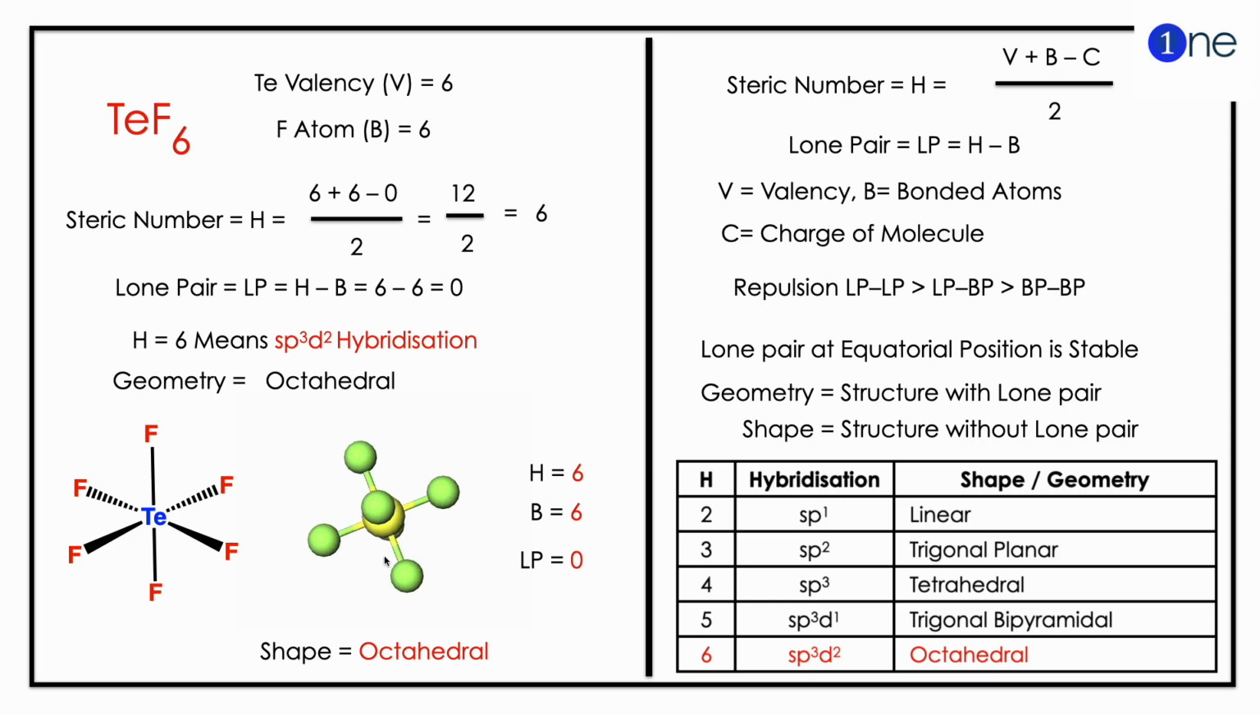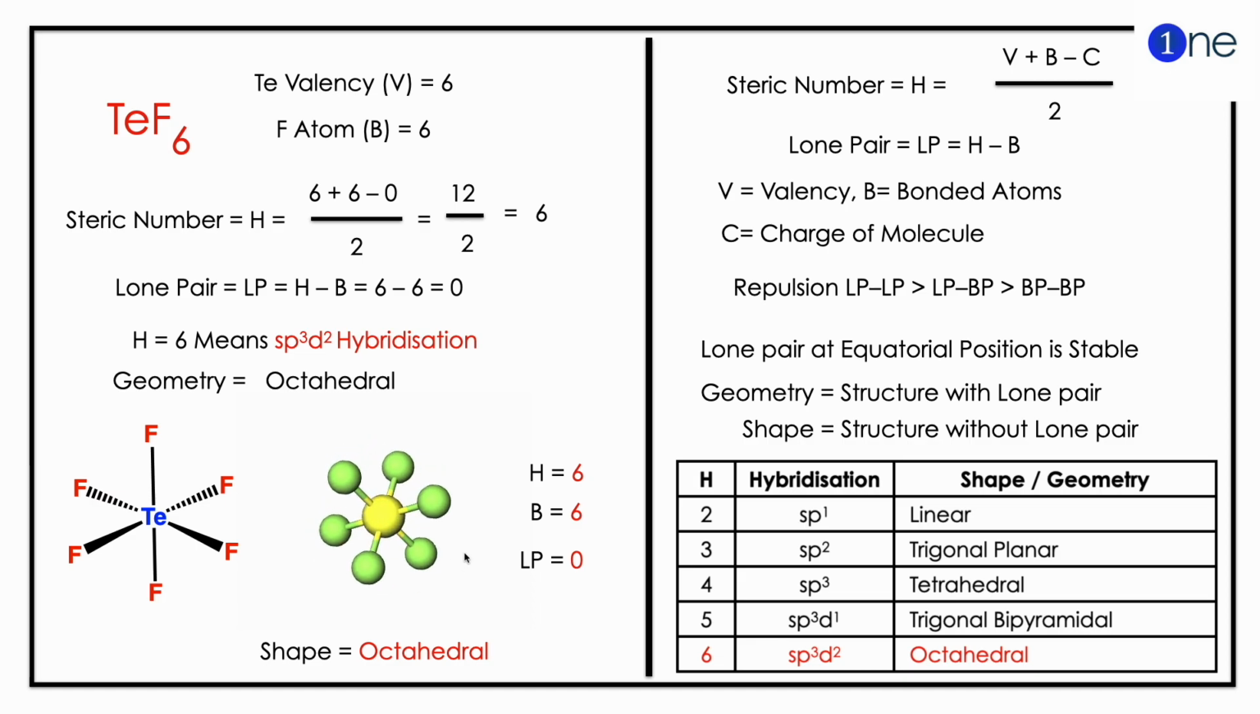H equals 6, and lone pair will be calculated from H minus B. So the lone pair is also 0. So H6 means sp3d2 hybridization, which is perfect octahedral, and you have 6 bonded atoms. Here the bonded atoms are 6 and H is also 6.